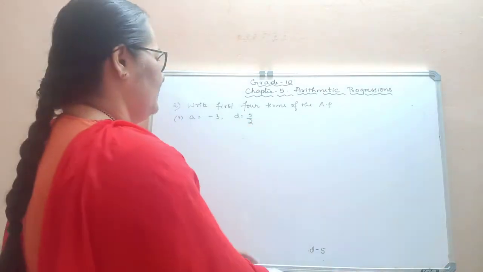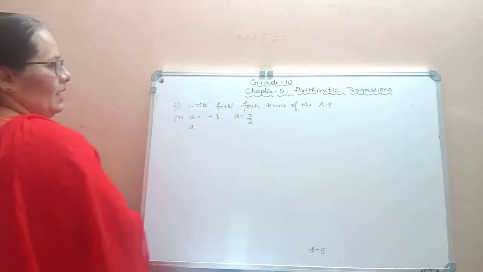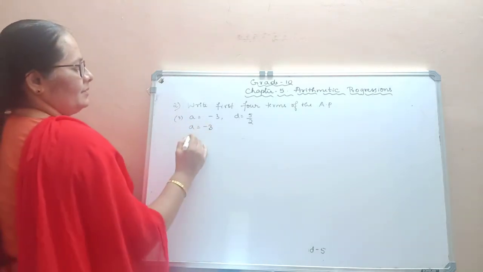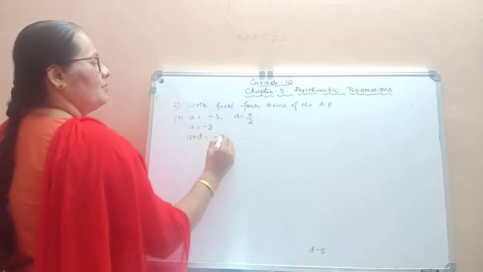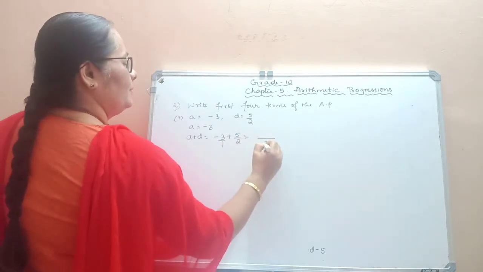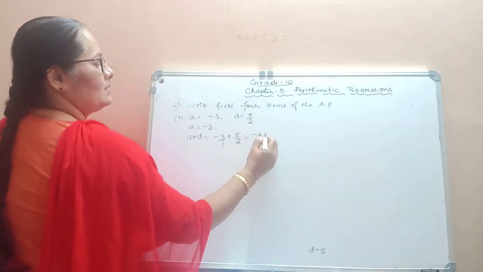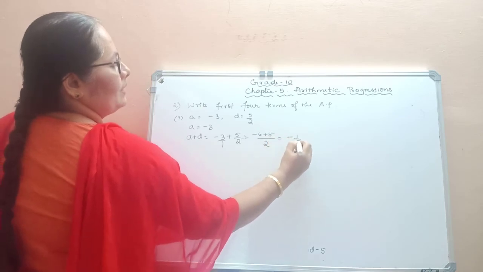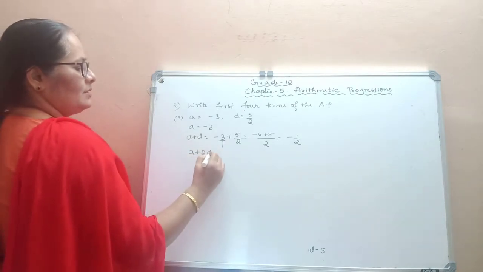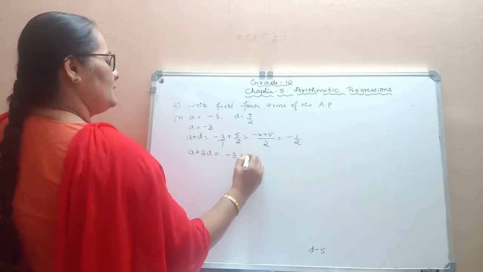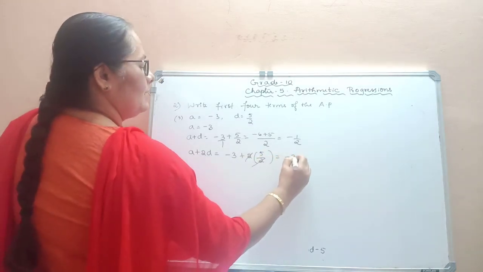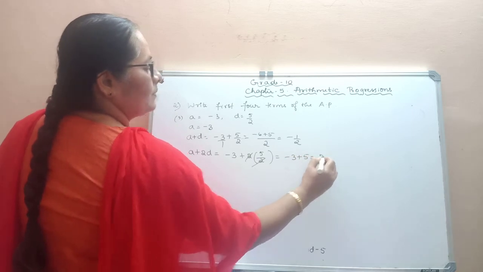How will you find this? Again, first term A. A is minus 3. Then the second term is A plus D, that is minus 3 plus 5 by 2. Take LCM 2, then minus 6 plus 5, that is minus 1 by 2. This is the second term. Then the third term, A plus 2D. So minus 3 plus 2 into 5 by 2. The 2s cancel. Minus 3 plus 5, which is 2.